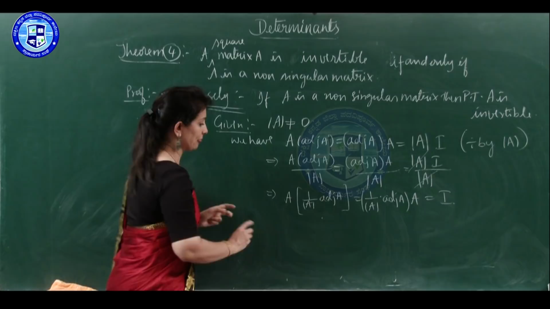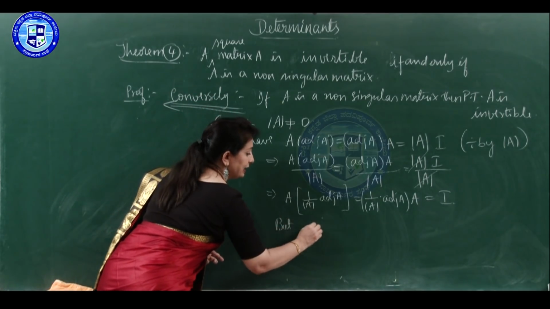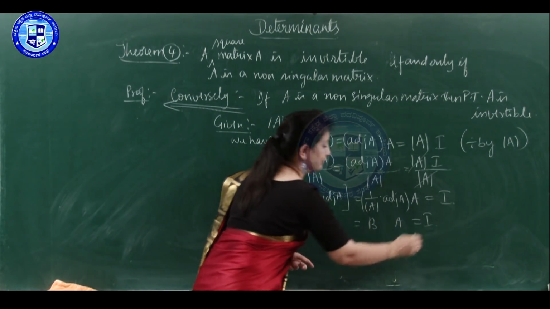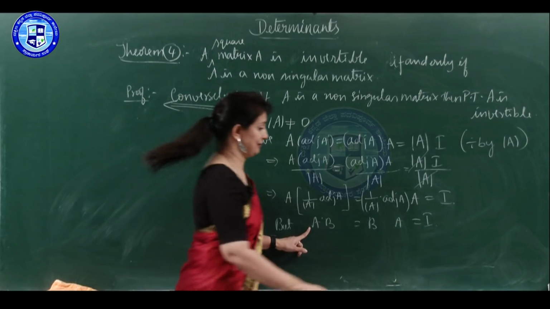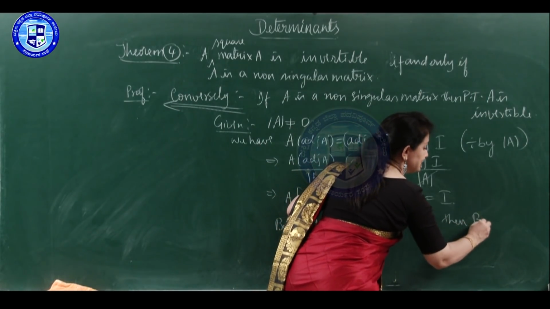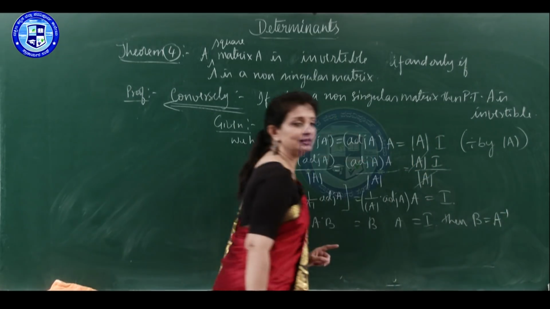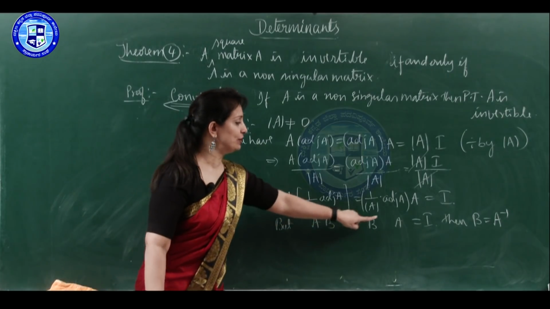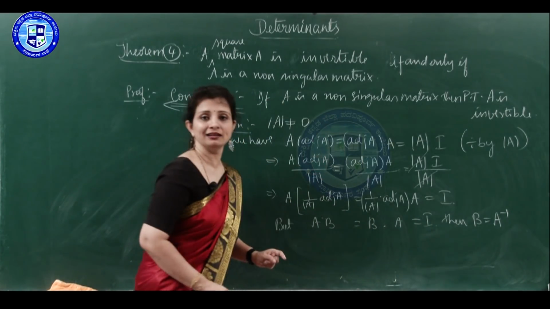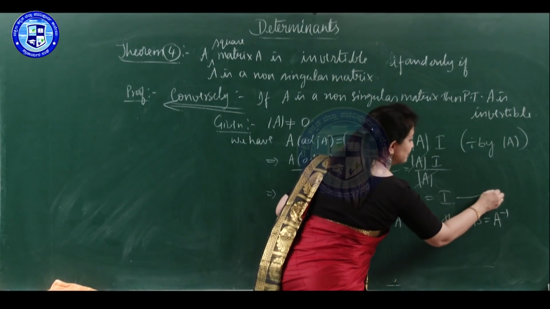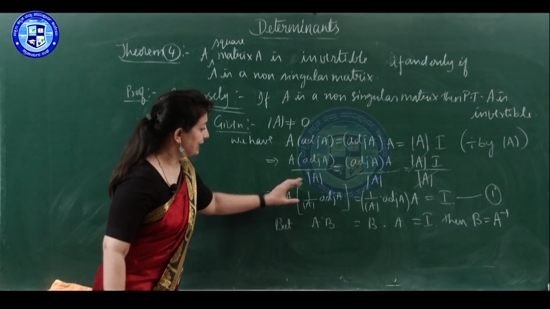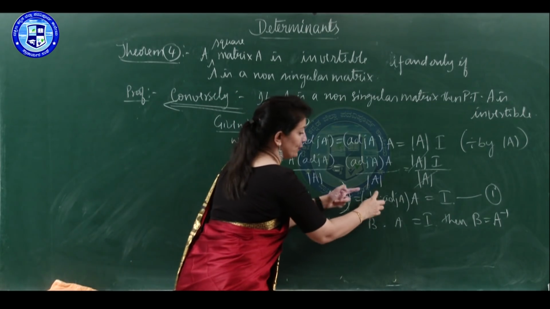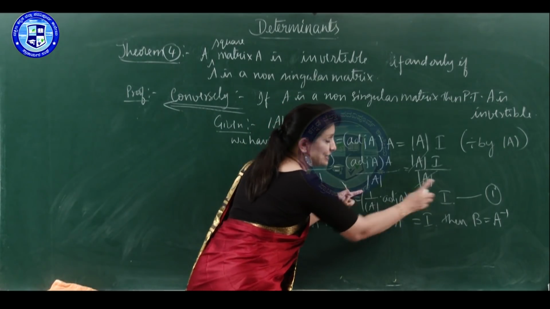But we know that if A into B is equal to B into A is equal to I, then B is the inverse of A, B is equal to A inverse. Just observe this equation 1, students. A into 1 by determinant A into adjoint A is equal to 1 by determinant A into adjoint A into A is equal to I.